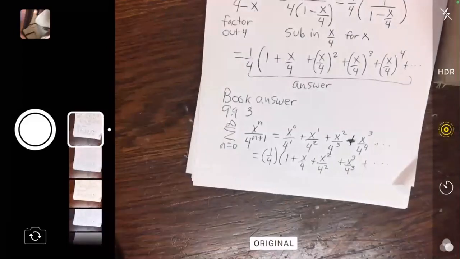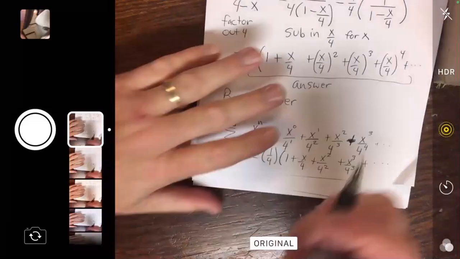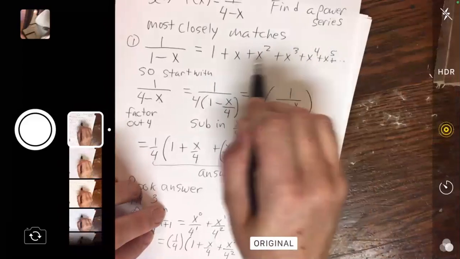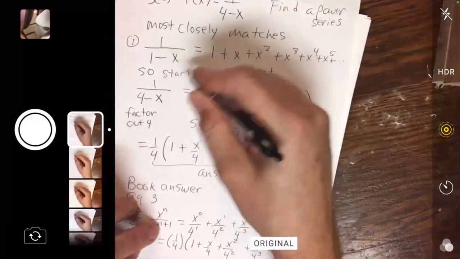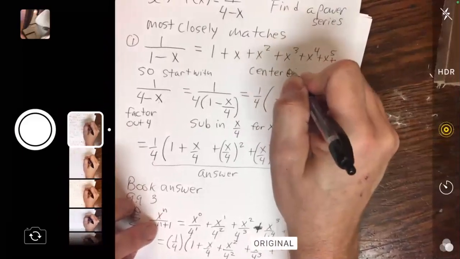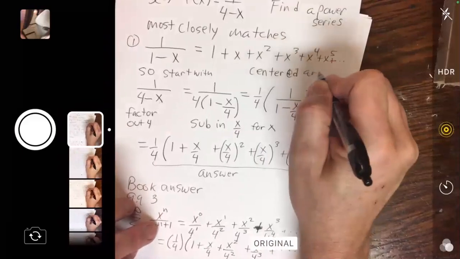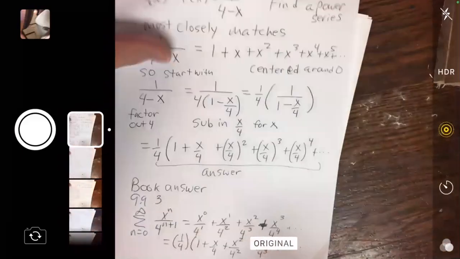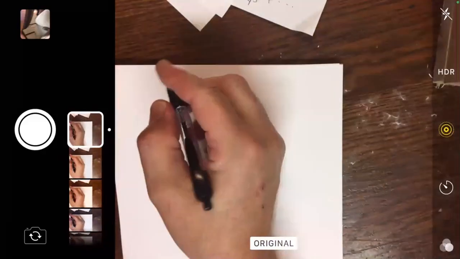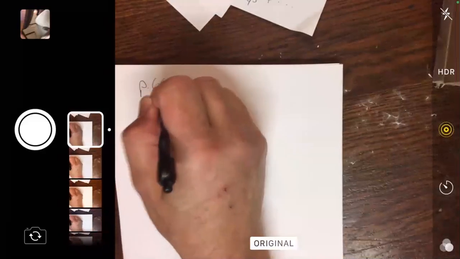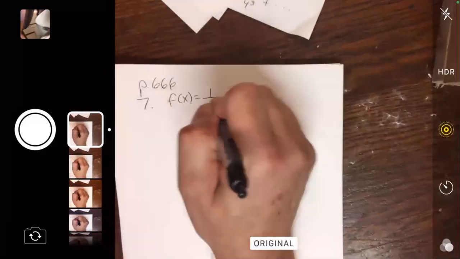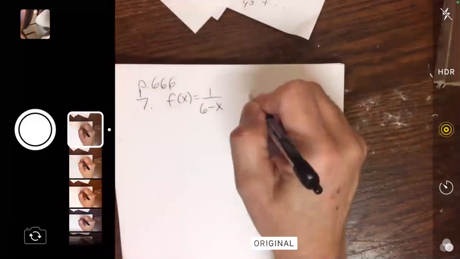Because they won't directly use Formula 1 or Formula 2. These are centered around 0. Remember, you're centered around whatever makes these individually 0. So you're centered around 0 here in both Formula 1 and Formula 2. So we won't directly use Formula 1 or Formula 2 at the start on these. This is page 666, problem 7. You've got f of x, 1 over 6 minus x, but your c equals 1.